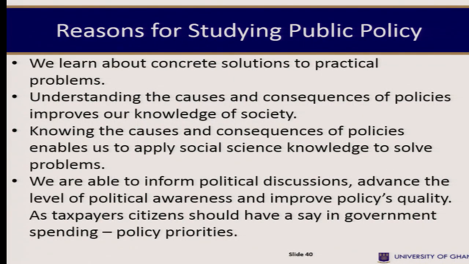Three, knowing the causes and consequences of policies enables us to apply social science knowledge to solve problems. So if we know the causes and consequences of problems, then we can equally devise means to deal with these problems that will confront us. Number four, we are able to inform political discussions, advance the level of political awareness, and improve policy quality. In other words, if we are able to know the causes and the consequences of problems, then we'll be able to make frank discussions, know what works in practice, know what doesn't work in practice, and see which policies and options we are going to take to actually devise the means to solving public policy problems that confront us as a society.